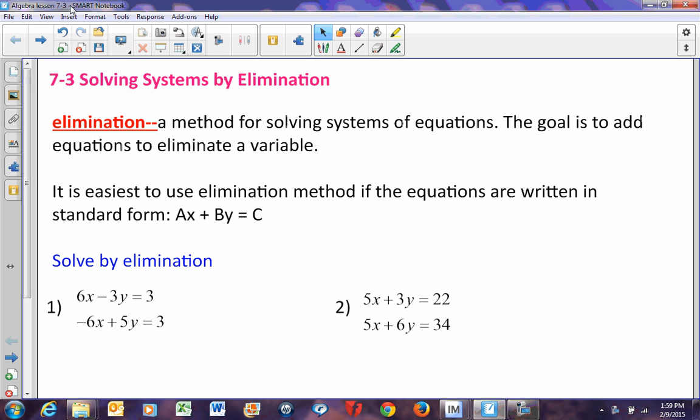This is Algebra Lesson 7-3, Solving Systems by Elimination. Elimination is a method for solving systems of equations. The goal is to add the equations together to eliminate a variable.